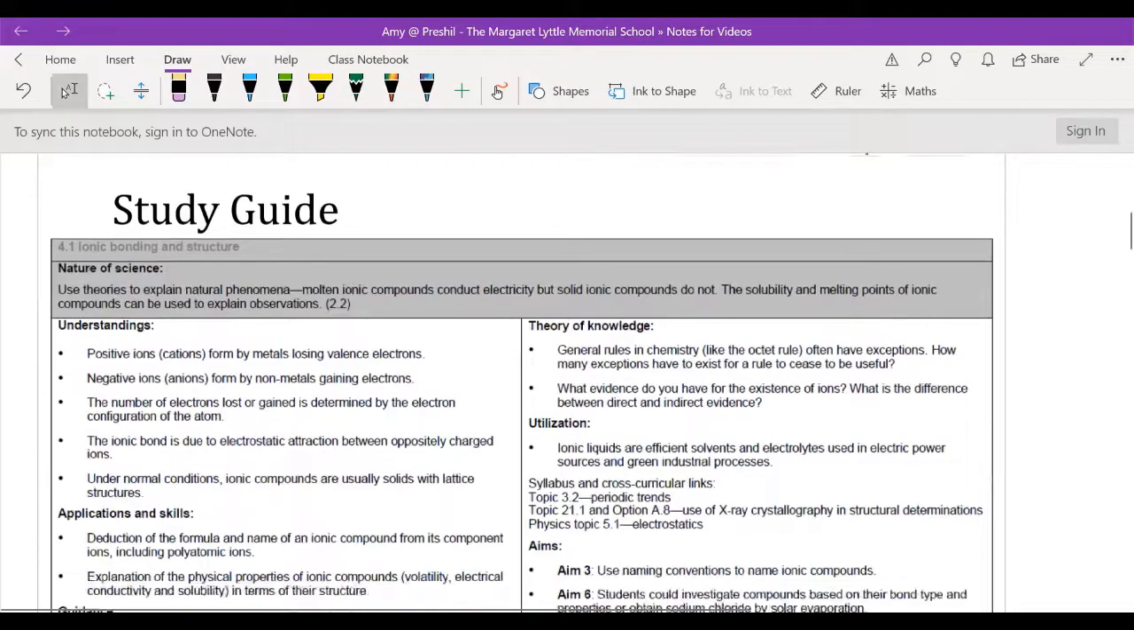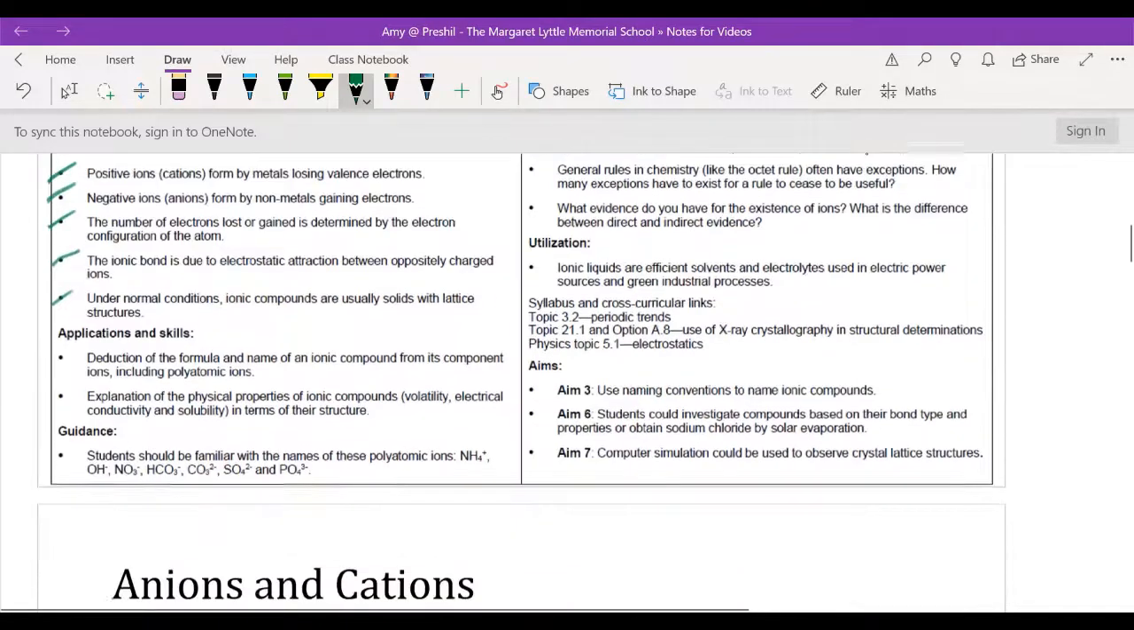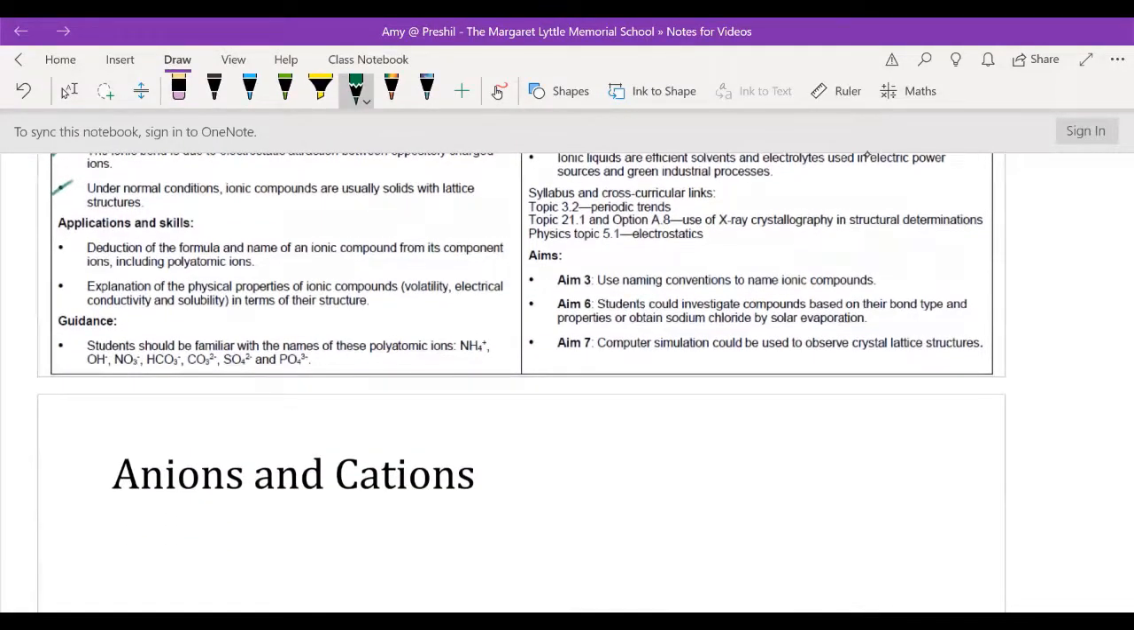So let's have a look at our study guide. We are going to talk about cations and anions, how that relates to electron gain and loss, what ionic bonding is, and what ionic compounds are. We're going to talk about how we work out names, including the polyatomic ions, and we're going to link structure to physical properties. And we've got some memory work at the end.